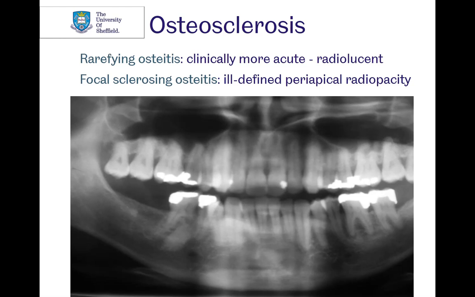And you'll find that in some cases, even after you remove the tooth, that doesn't necessarily completely disappear, and you might find these little patches of radiopacity in the jaws for a while after teeth have been extracted. Some people refer to them as bone scars, but they're just little areas of focal sclerosing osteitis.